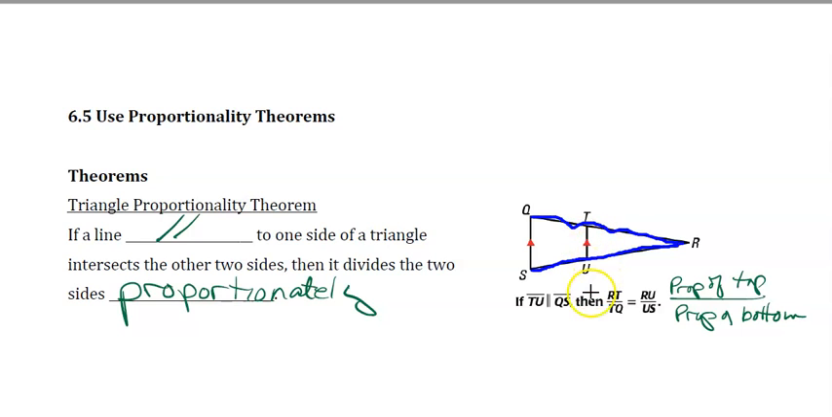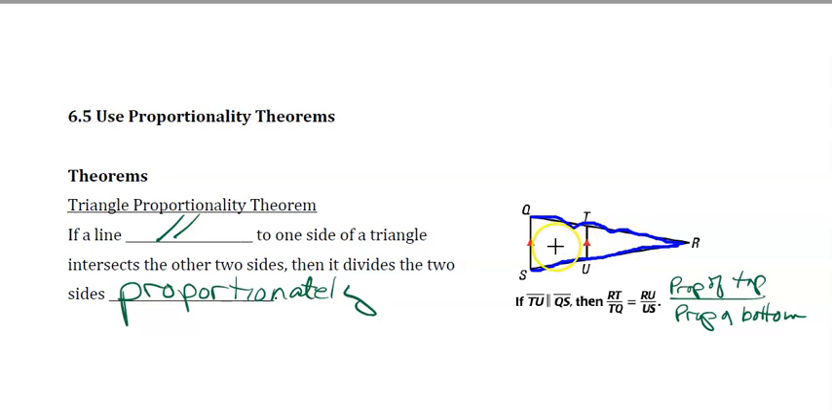Okay, that's what's happening. So it says if TU and QS are parallel, and we know that because of the red arrows, then, so look at what they're saying, RT over TQ. This piece right here over this piece right here, that ratio is going to be equal to RU over US. So what I want you to notice is that we're not comparing the big triangle with the little triangle. We are no longer doing that.